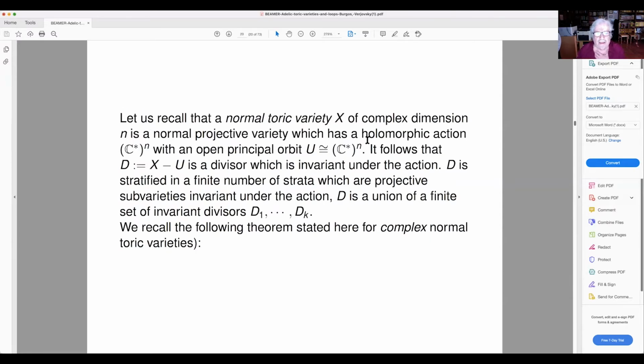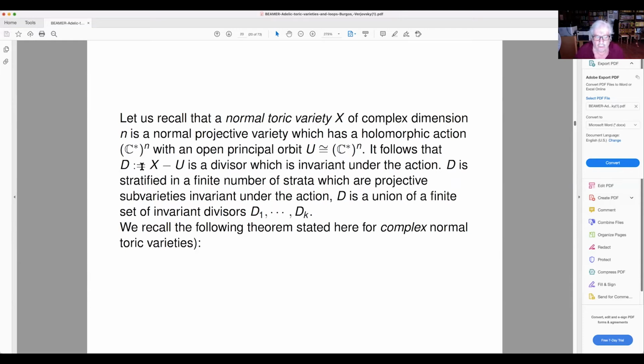Now, let's recall that a normal toric variety X of complex dimension n, and I always consider normal things, is a normal projective variety which has a holomorphic action of C star to the n with an open principal orbit, biholomorphic to C star to the n.